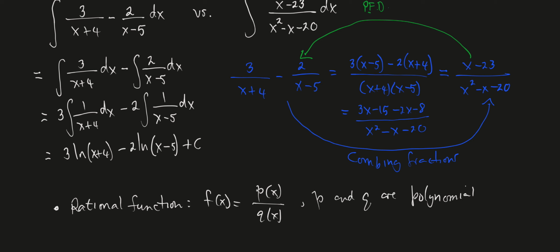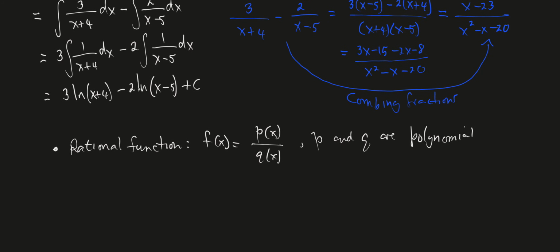Now, p and or q could be constants, and then the whole thing just works out to be a constant. But it allows for non-constant polynomials. So for instance, x minus 23 over the quantity x squared minus x minus 20 is an example of a rational function. The 3 over x plus 4 is a rational function. The 2 over x minus 5 is a rational function.